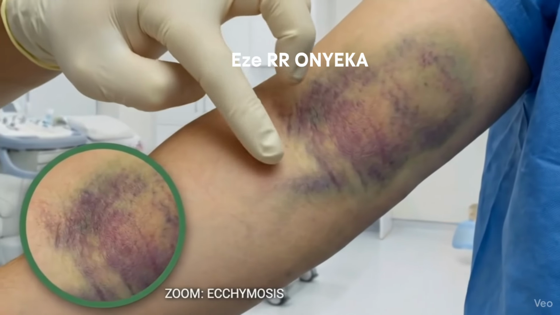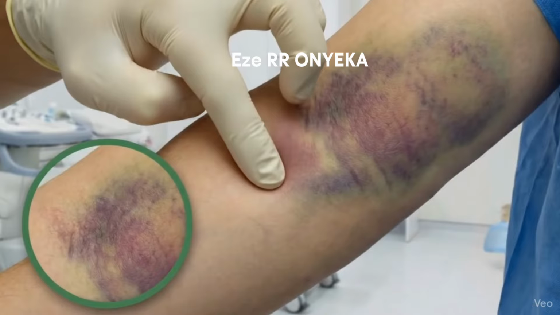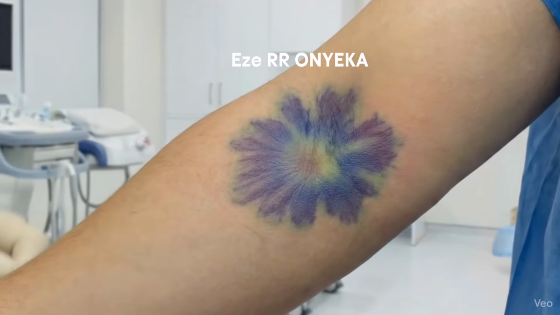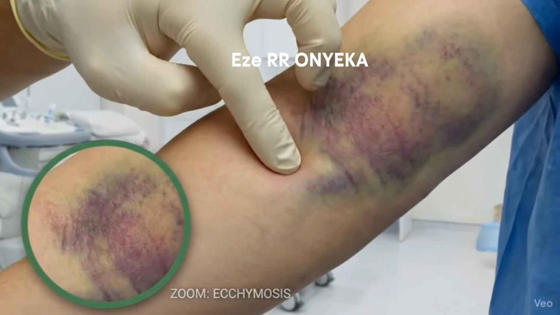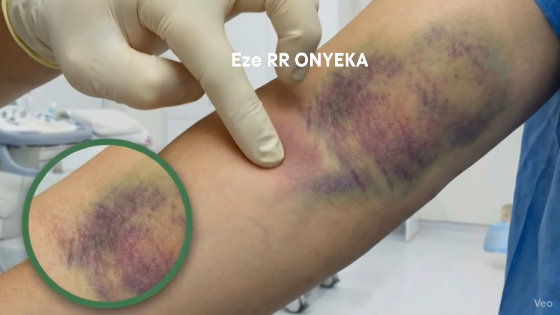Examples include trauma, coagulopathy, or medication-related bruising. Ecchymosis indicates subcutaneous bleeding, possibly due to trauma or bleeding disorders.